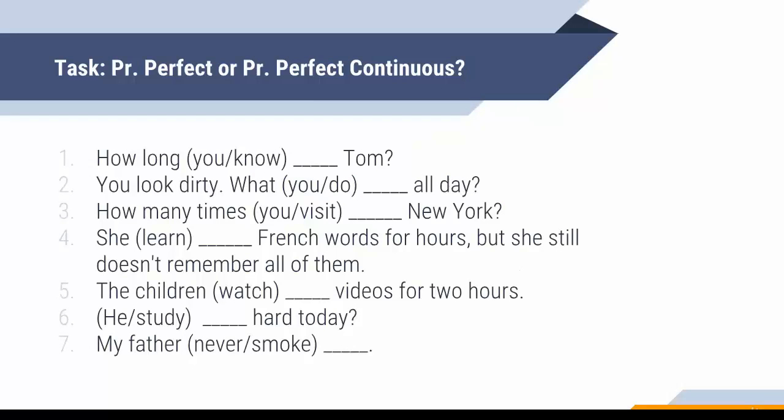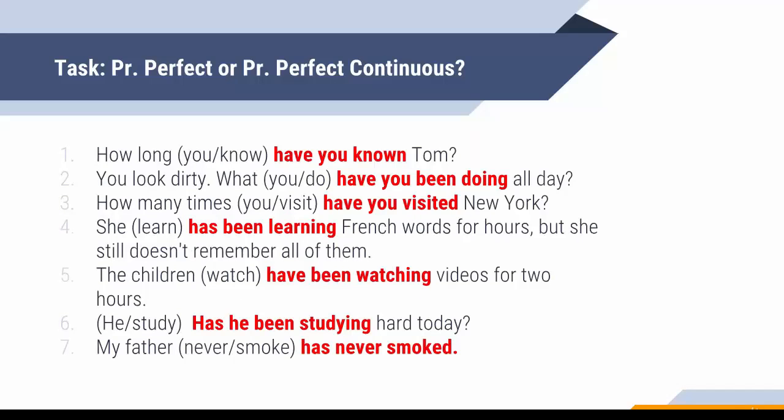Exercises. It's only one, so pause the video, do it, and we are checking it now. Okay, present perfect or present perfect continuous. How long have you known Tom? Have you known. Why? Because you have a stative verb. It doesn't matter that it answers the question how long. You can't say how long have you been knowing.